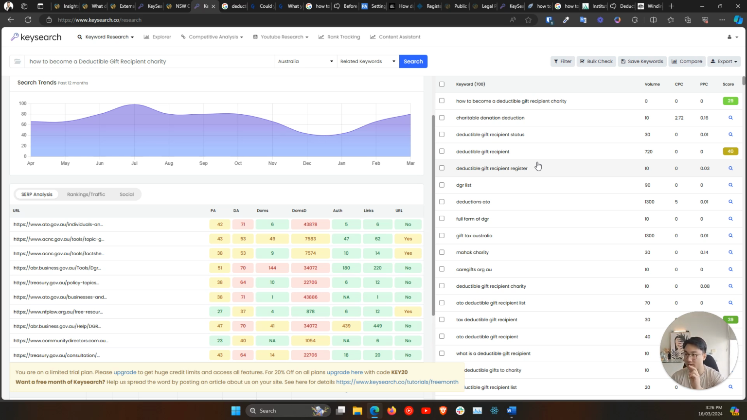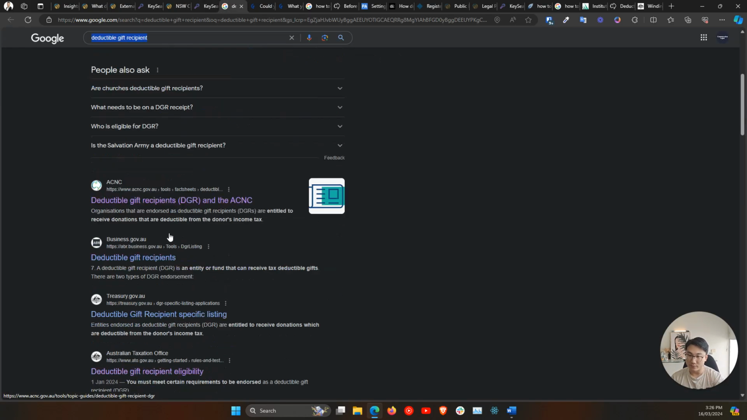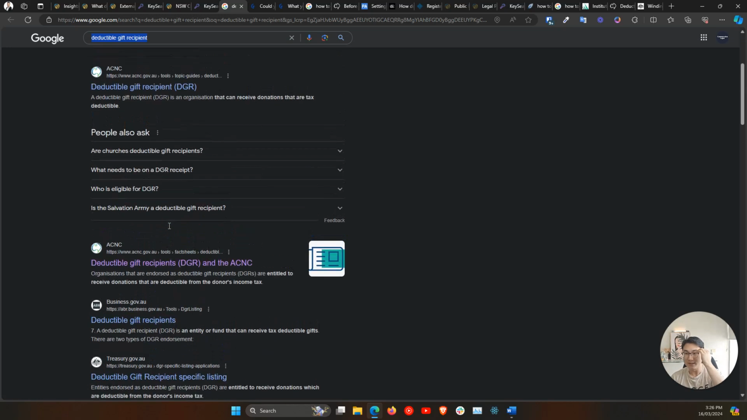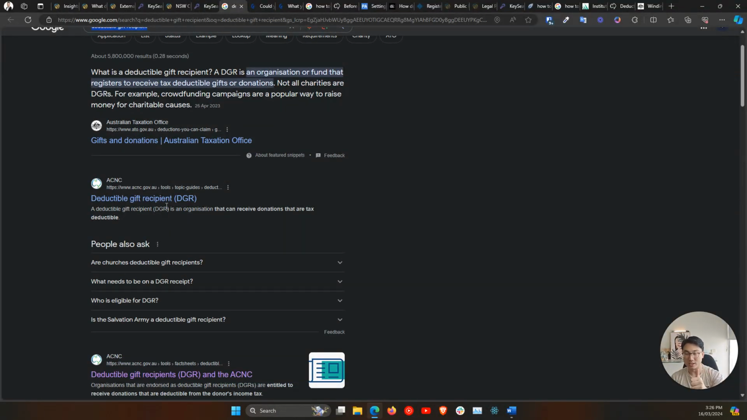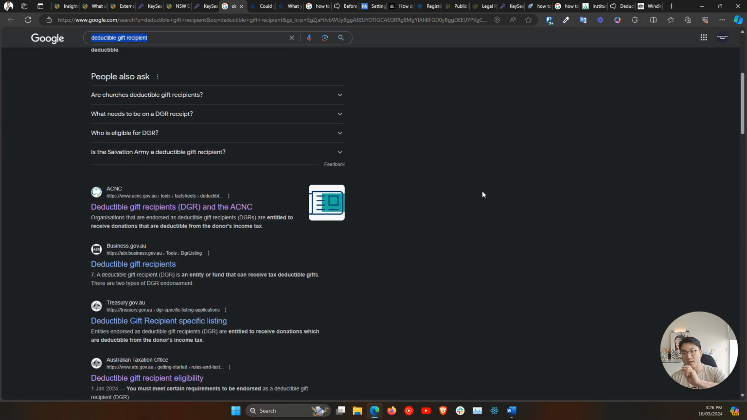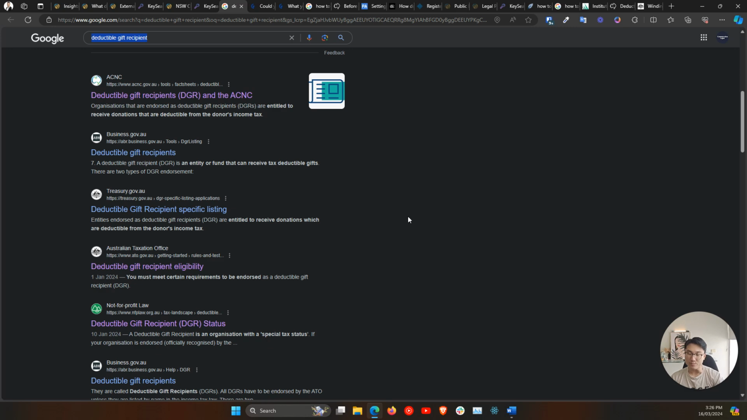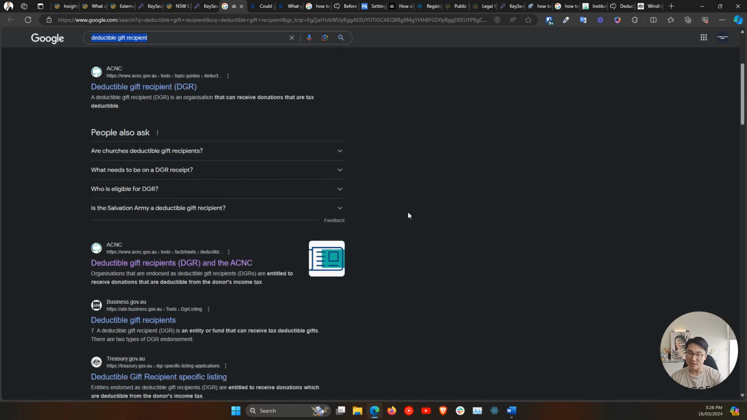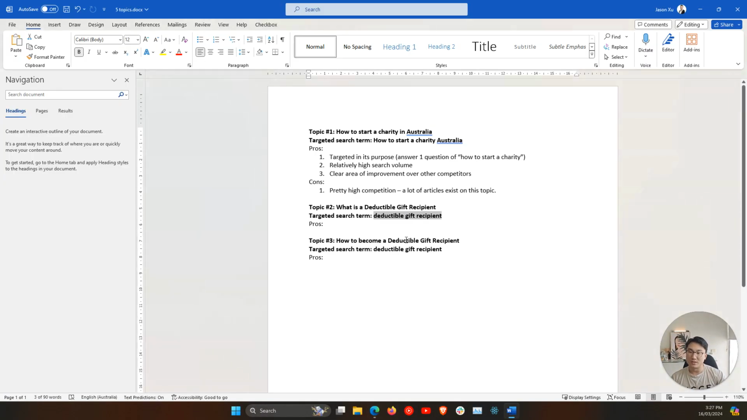So two main reasons, I assume from the research I've done from looking at the top search results. First reason is understanding what is DGR, so the definition of what is DGR. And the second is how to become a DGR as a charity. So because those are the two main intents, I'm going to write two topics on it, targeting the same search term. The first topic is what is a deductible gift recipient and its benefits, right? Because when people find out what it is, they also want to know what are the effects, what are the benefits to them or to someone else, or the drawbacks to them or to someone else. And the second topic is how to become a DGR as a charity, as a not-for-profit.